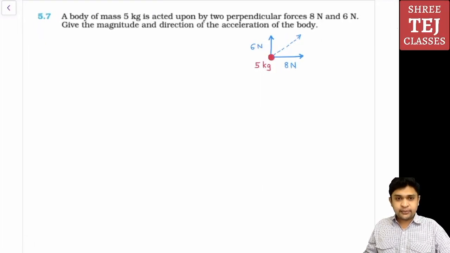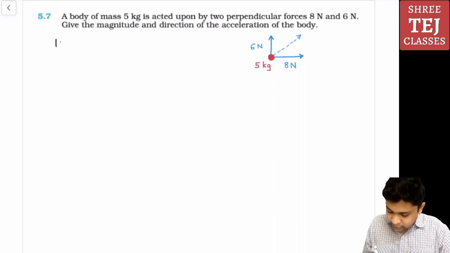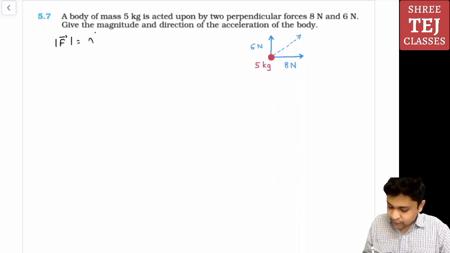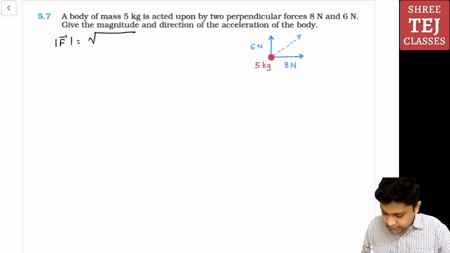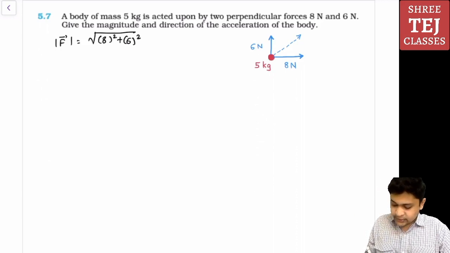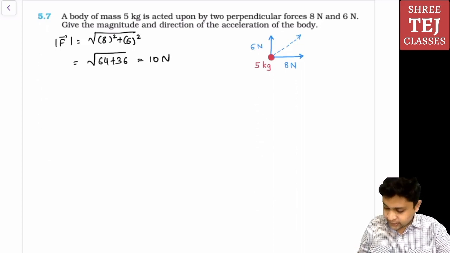Question 5.7. A body of mass 5 kg is acted upon by two perpendicular forces 8 Newton and 6 Newton. Give the magnitude and direction of acceleration of the body. Now directly we will calculate the resultant force. So magnitude of the force would be, because they are perpendicular, we can directly take their squares and add them and then take the square root. So this would be 8 square plus 6 square, under square root 64 plus 36, which would be 10 Newton. So magnitude of the force would be 10 Newton.